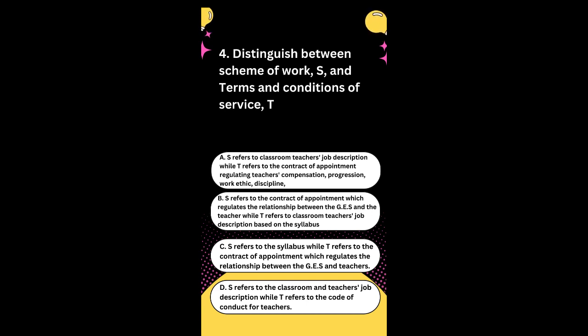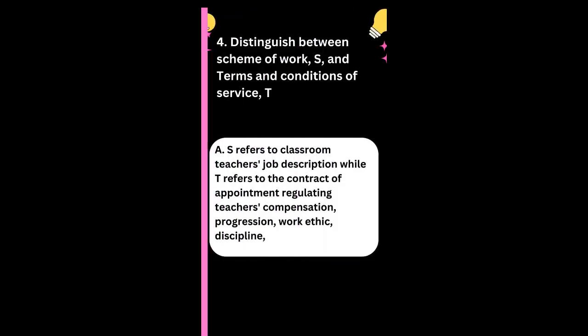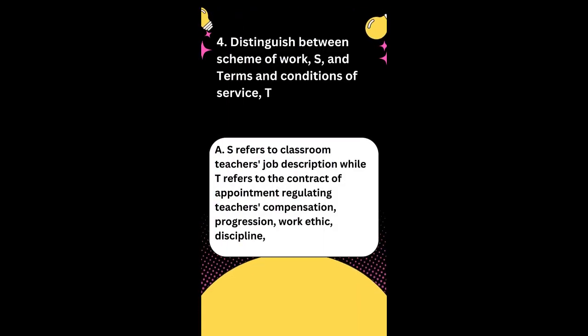C. S refers to the syllabus while T refers to the contract of appointment which regulates the relationship between the GES and teachers. D. S refers to the classroom and teacher's job description while T refers to the code of conduct for teachers. The correct answer is A. S refers to classroom teacher's job description while T refers to contract of appointment regulating teachers' compensation, progression, work ethic, and discipline.